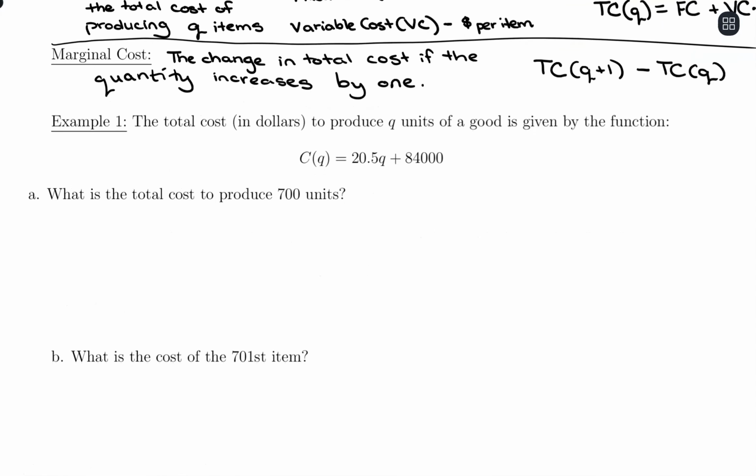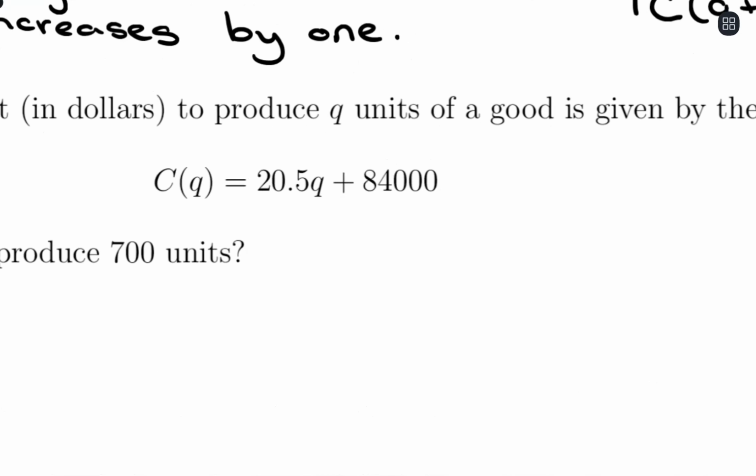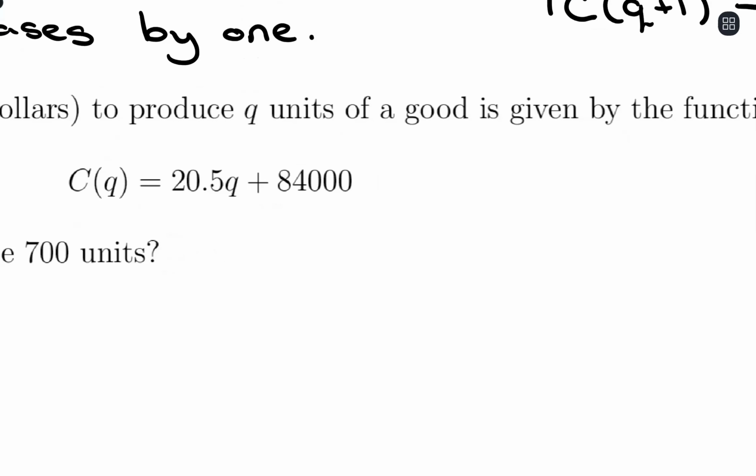Okay, let's look at some examples here. So we have the total cost in dollars to produce Q units of a good is given by the function C of Q equals 20.5 Q plus 84,000. And just to interpret what the function itself is telling us, that 20.5 is our variable cost and that 84,000 is our fixed cost.